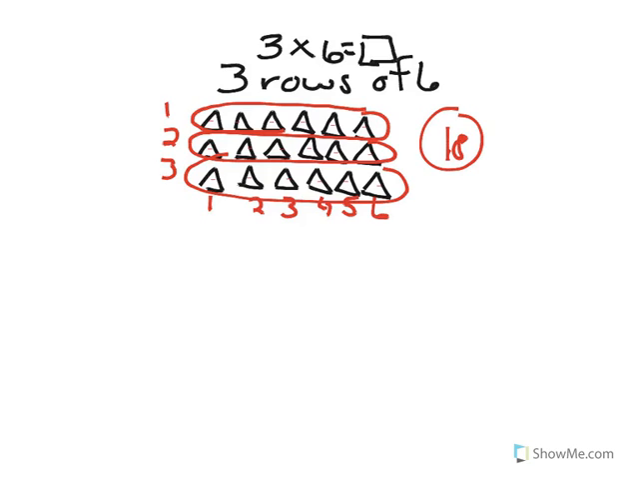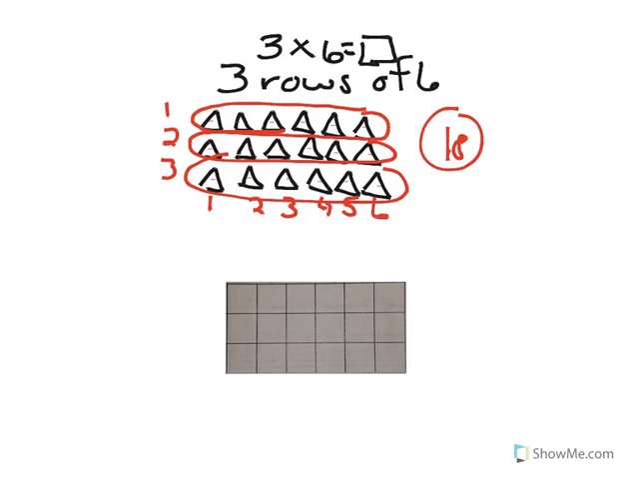So now we need to model the area model. Again, remember that the area model is using grids like your grid paper, so we're going to cut out another piece. This time we want a piece that shows 3 rows with 6 in each row. So you should have cut out and glued a section that looks like mine. Now we're going to label the rows again. 1, 2, 3 rows, and 1, 2, 3, 4, 5, 6 in each row.